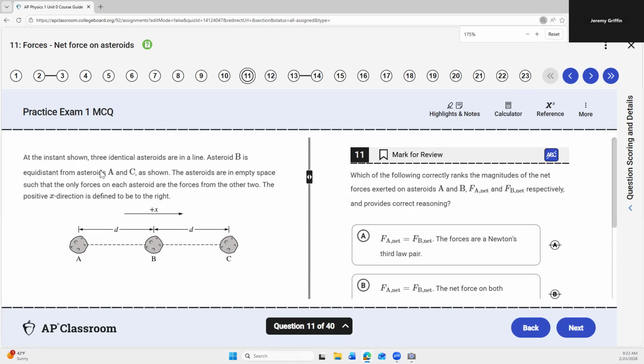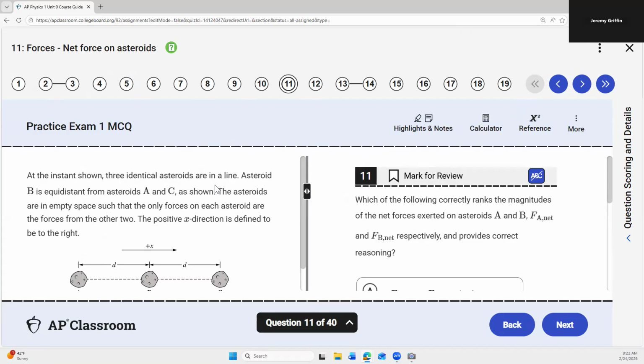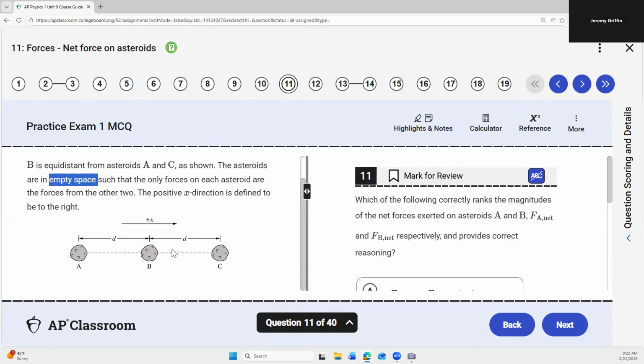At the instant shown, three identical asteroids are in a line. When they say identical, most importantly, they have the same what? Mass. Yeah, definitely mass, that's what's going to matter in physics. Equidistant, so the distances are the same. The asteroids are in empty space, so you can consider a closed system. The only forces on each asteroid are from the other asteroids. The positive x direction is defined to be to the right, which is also shown in the figure.